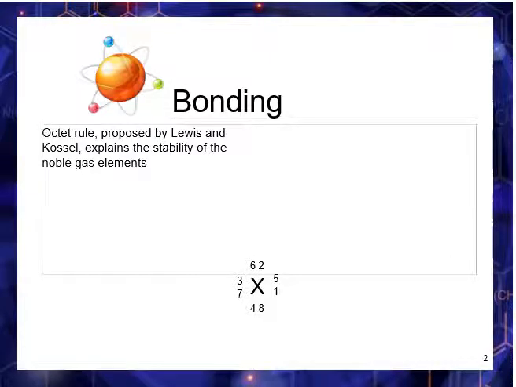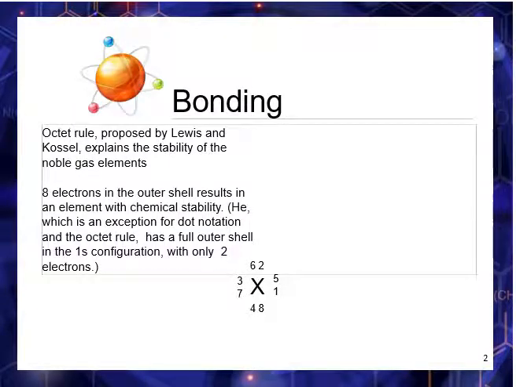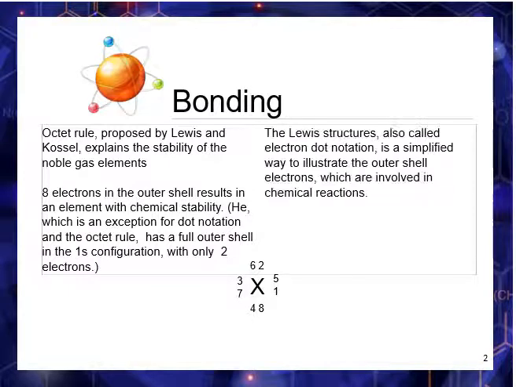The octet rule, proposed by Lewis and Kossel, explains the stability of the noble gas elements. Eight electrons in the outer shell results in an element with chemical stability. Helium, which is an exception for dot notation and the octet rule, has a full outer shell in the 1s configuration with only 2 electrons.